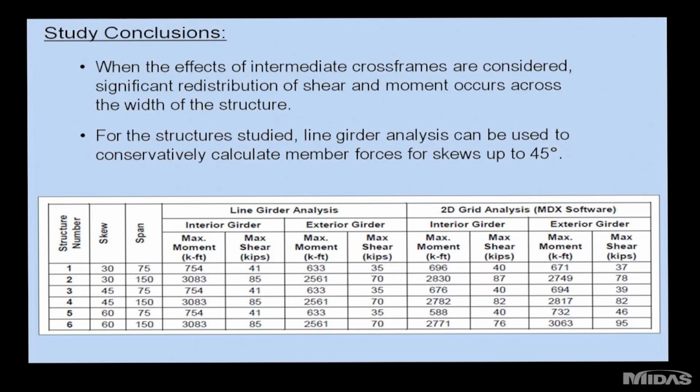And only with the structures with a 60-degree skew did we have moments and shears exceeding those predicted by the line girder models.